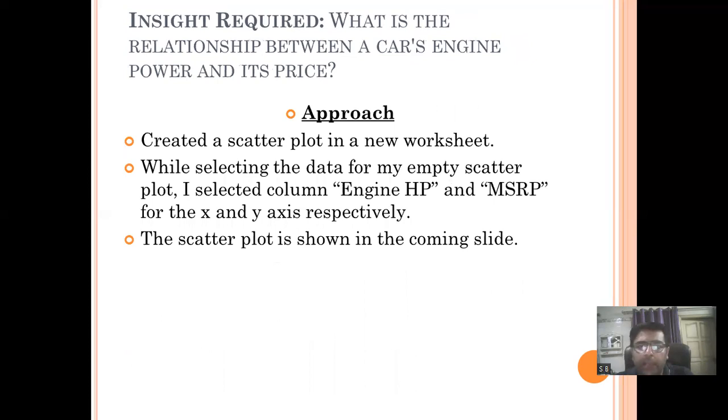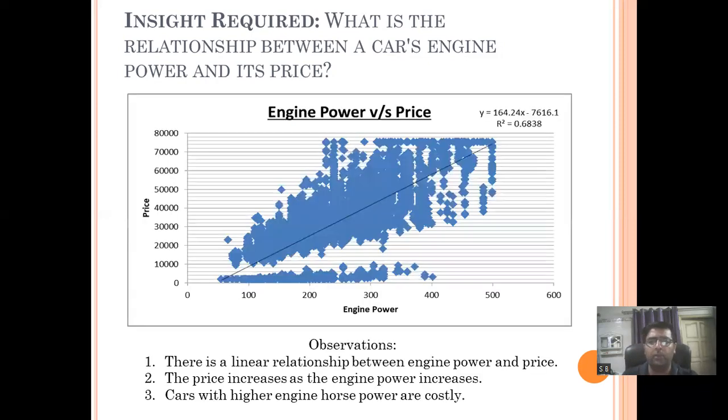Here comes our second task. What is the relationship between a car's engine and its price? For this, I created a scatter plot in a new worksheet. While selecting the data for my scatter plot, I selected columns engine HP and MSRP for X and Y axis respectively. The scatter plot is shown in the next slide.